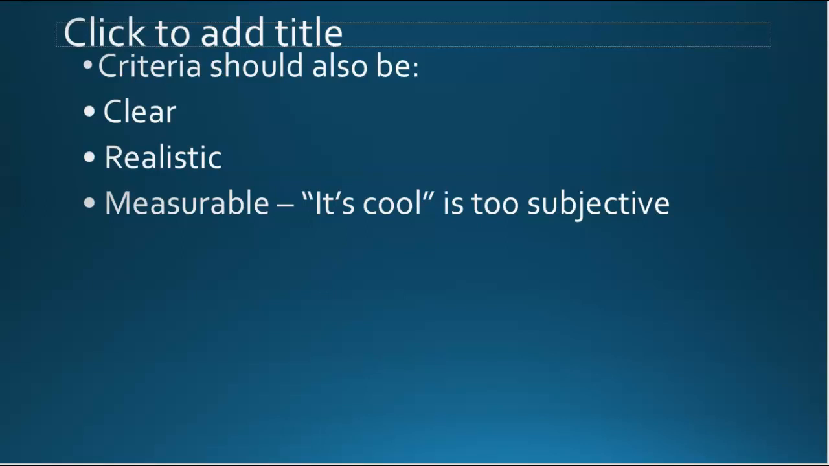And of course, criteria should be measurable. Saying it's cool, it's dope, it's all of that, is way too subjective. We have to make sure we have criteria. How are you judging this particular topic that you're writing about? So we've got to make sure we spend some time with criteria.